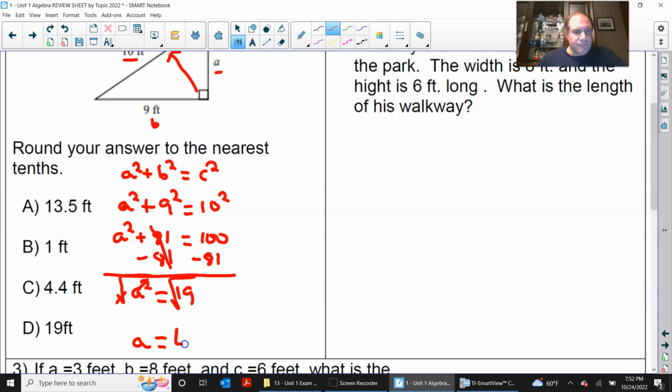4.35 is 4.4, round to the nearest tenth. C.